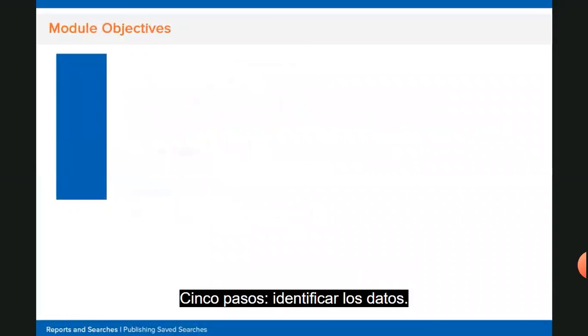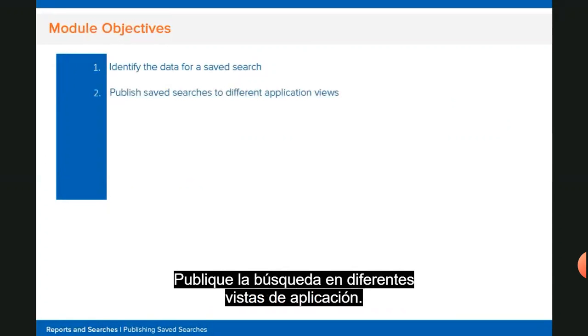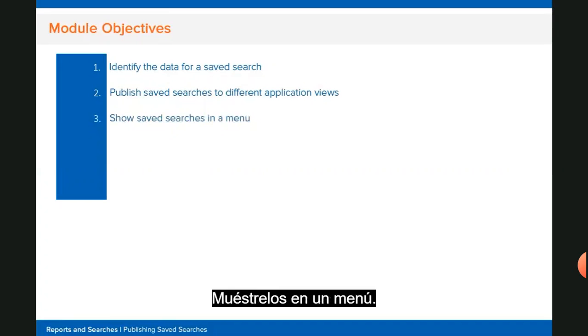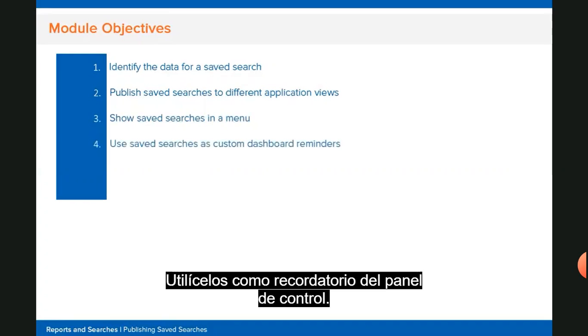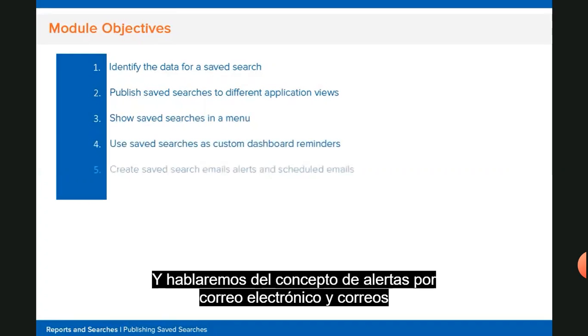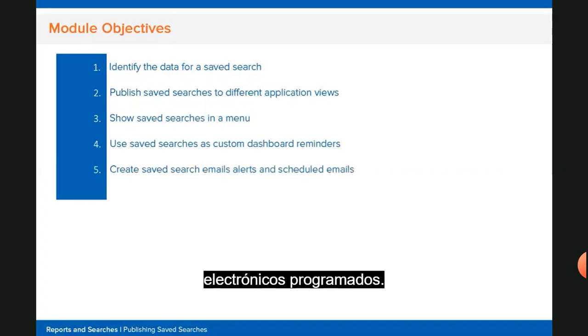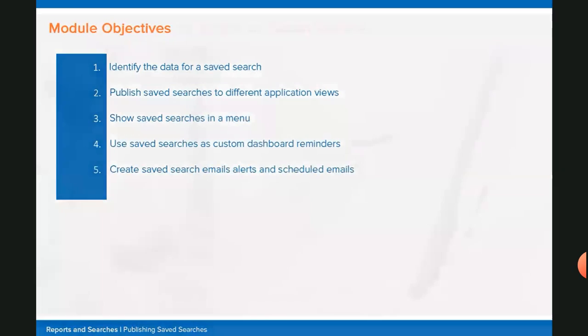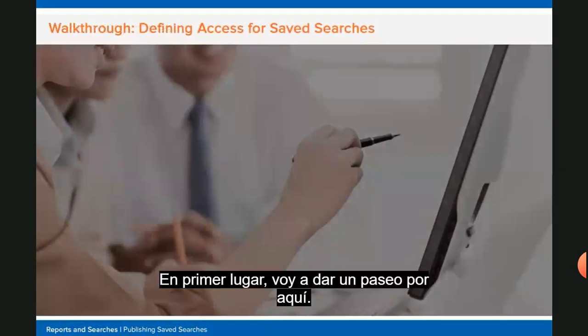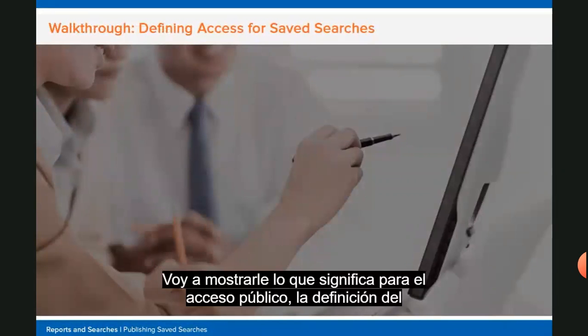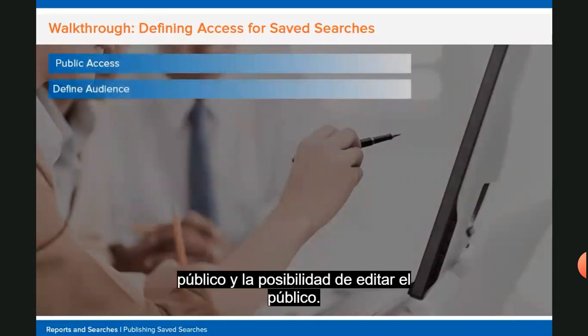5 steps. Identify the data, publish the search to different application views, show them in a menu, use them as a dashboard reminder, and we'll talk about the concept of email alerts and scheduled emails. First step, I'm going to take a walkthrough here. I'm going to show you what it means for public access, defining audience, and allowing the audience to edit.